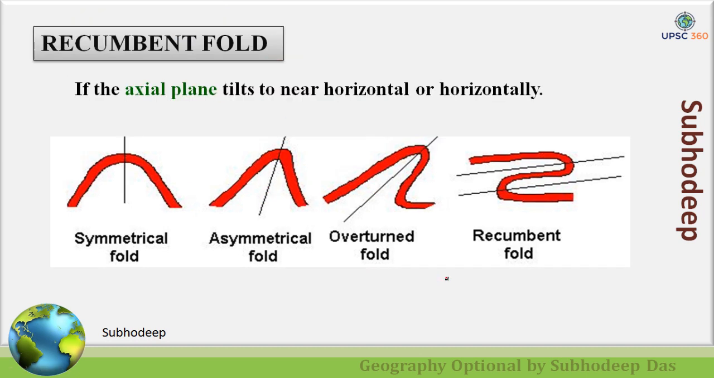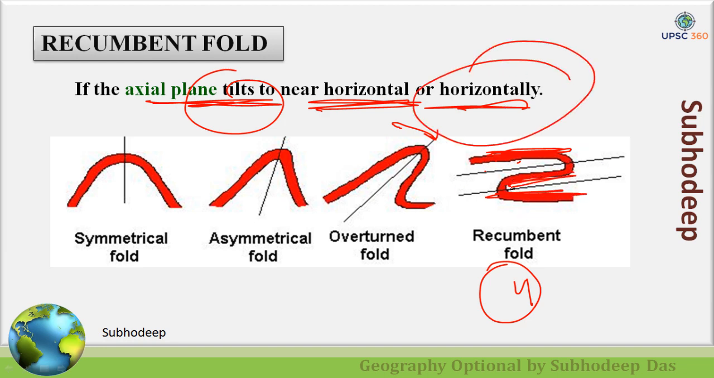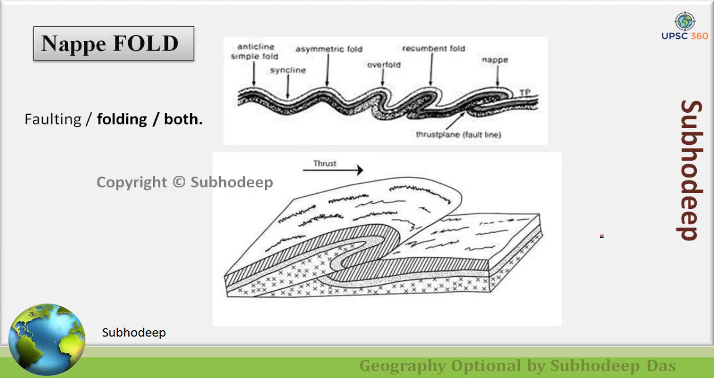All right, the fourth one is recumbent fold, in which the axial plane tilts near to horizontal or horizontal. See, earlier this was the case, right? This was an overturned fold. If we fold this overturned fold further, then this axis will be almost horizontal to the surface of the earth. So in that case it is called recumbent fold. Is it clear? All right.